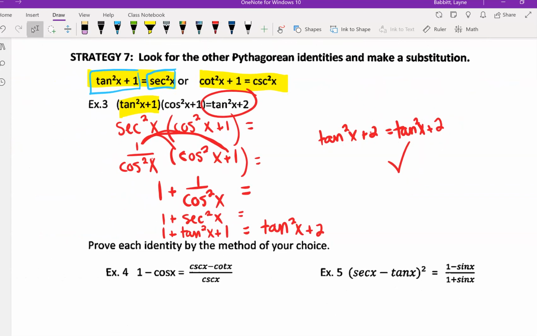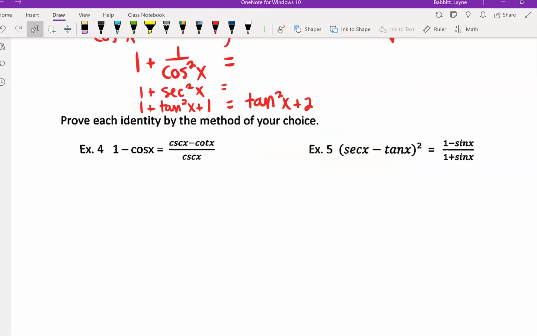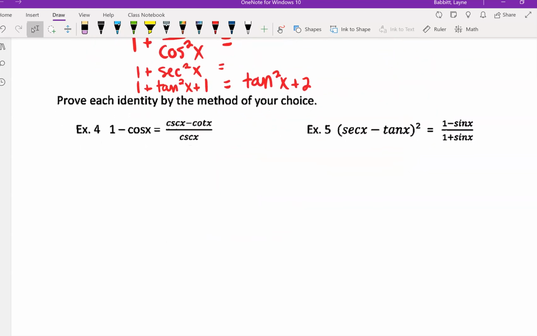All right. Now we're going to move on to proving each identity by the method of your choice, which is what you're usually going to have to do. You're going to have to choose what the best method is for any given proof.